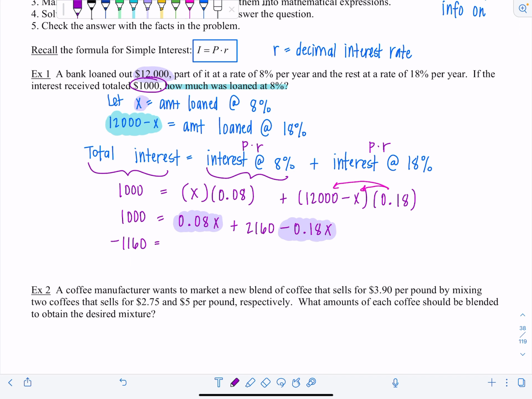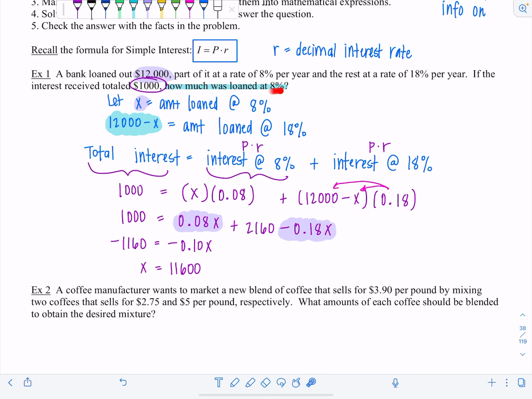0.08x minus 0.18x is negative 0.10x. And then divide both sides by negative 0.10. So x is equal to 11,600. Okay, so let's see if we answered the question.